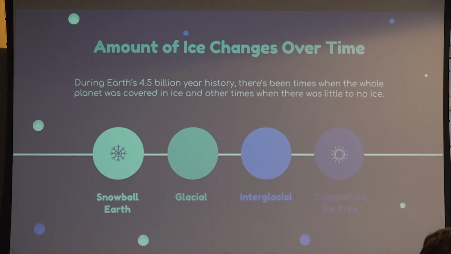And the amount of ice changes over time. During Earth's 4.5 billion year history, there have been times when the entire planet was covered in ice, and other times when there was little to no ice. So you go from this snowball Earth that we had about 700 million years ago to glacial cycles, and you get your interglacial cycles, and then you have completely ice-free times.